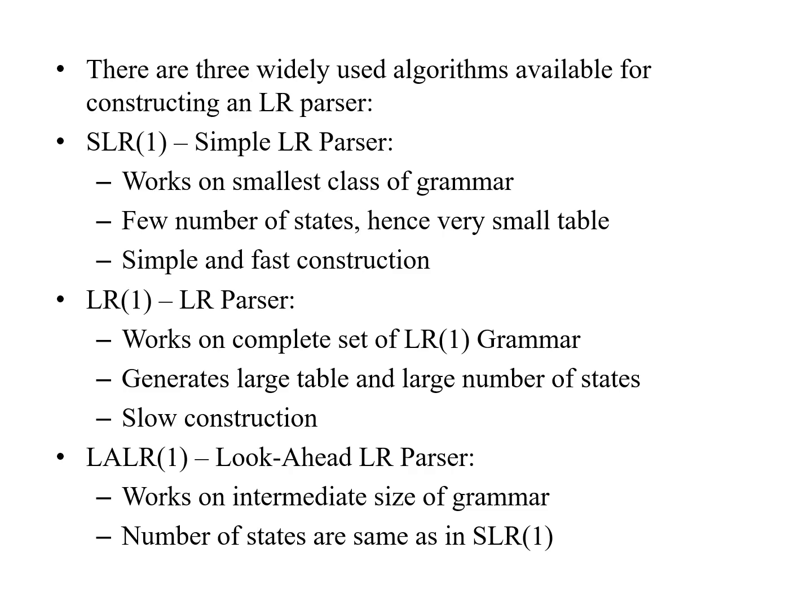In particular, when dealing with LR parsers, there are 3 widely used algorithms available for constructing an LR parser. Simply, the first type is called SLR1 parsers, or simple LR parsers. It works on a small class of grammars. That is the reason for the name simple LR parser. Here it contains only a few number of states.